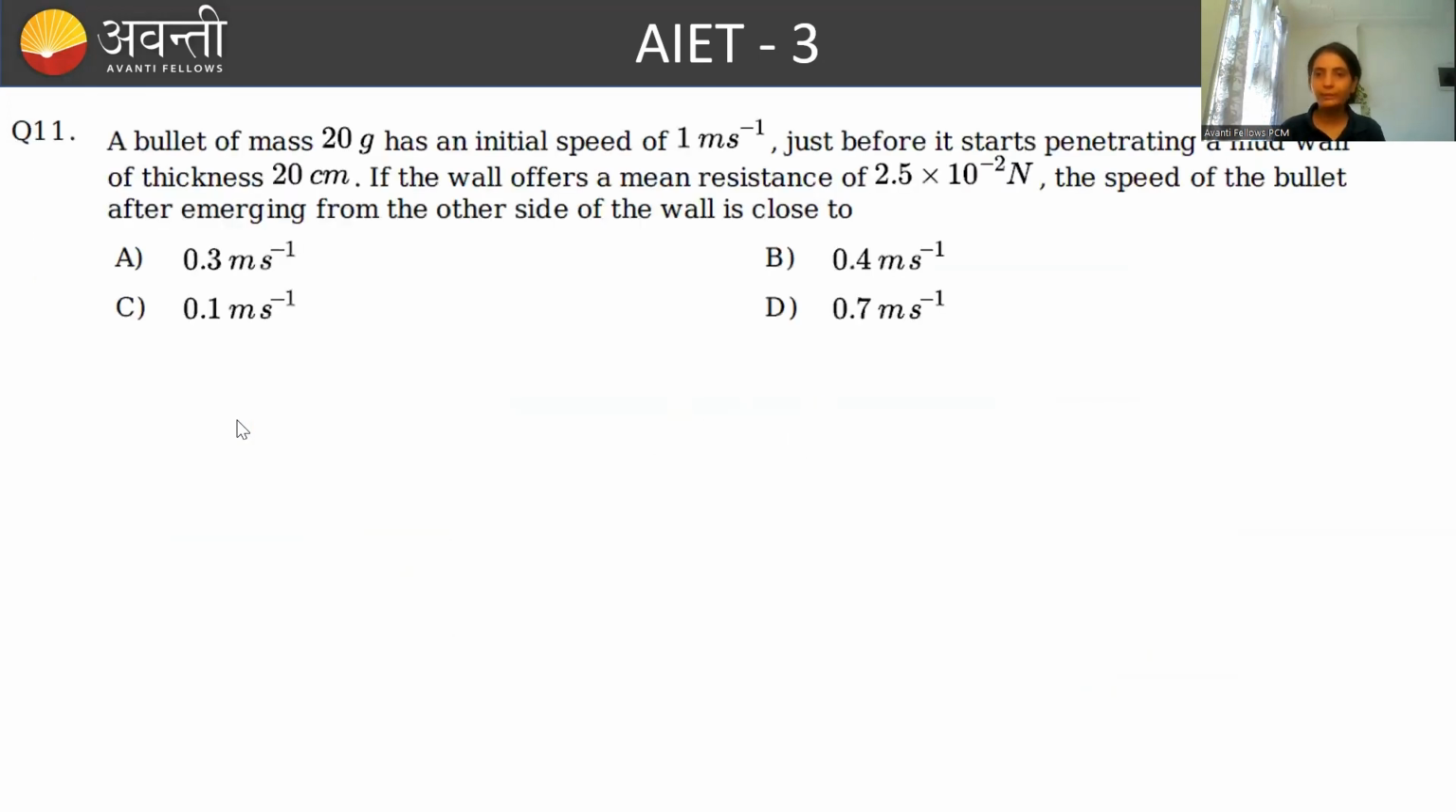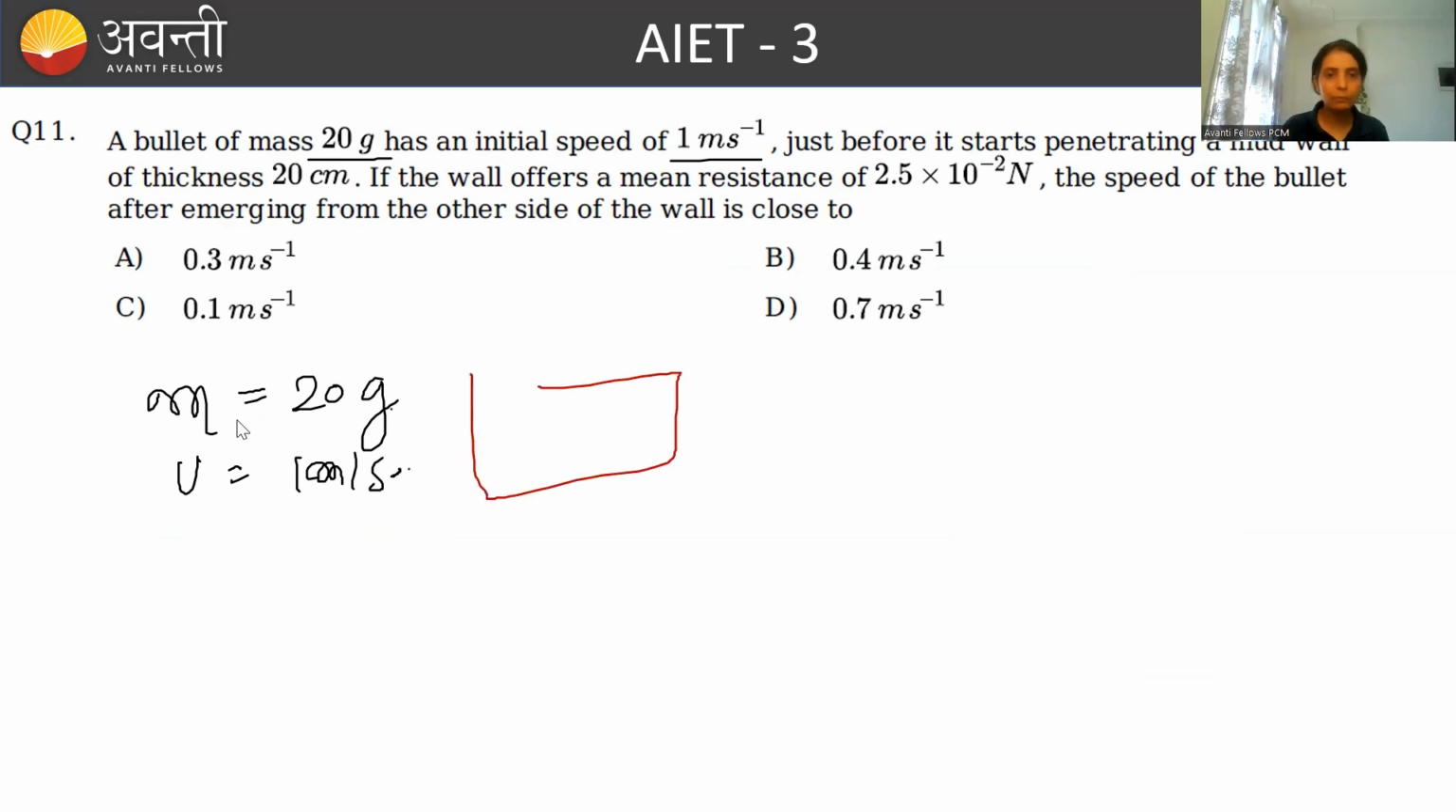Now let's move on to the next question. Next question is your what? Question number 11. So there is a bullet of mass 20 gram. This has the initial speed of this. Okay, so let's first write down the parameters. This is your 20 gram. Its speed is how much? 1 meter per second. Just before it starts penetrating a mud wall, there is a mud wall.